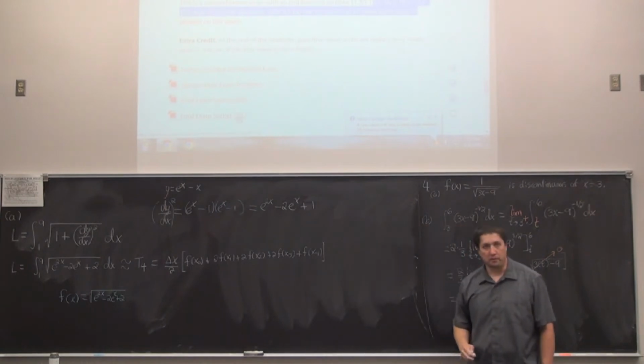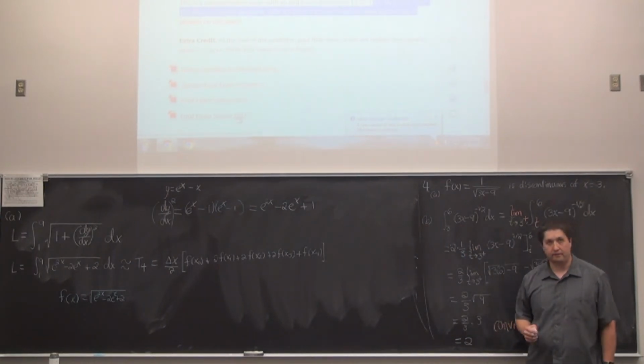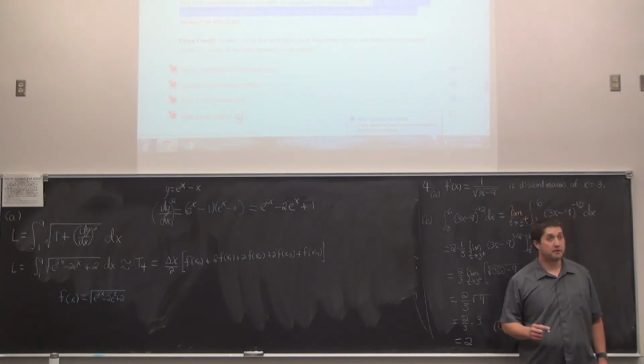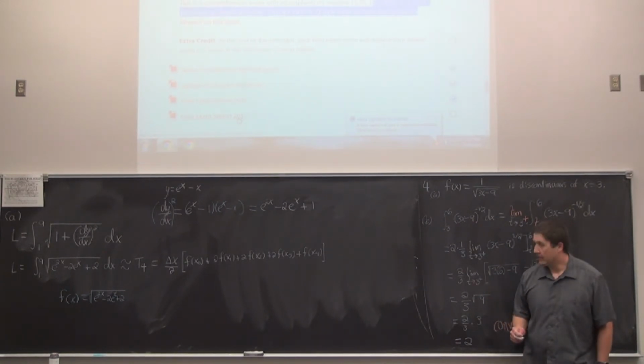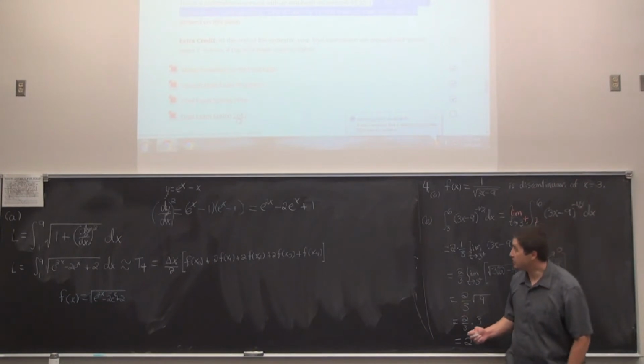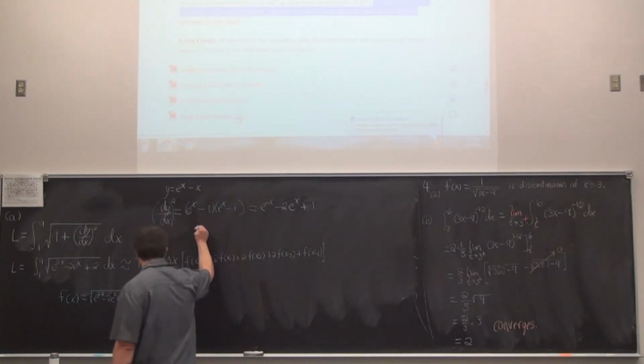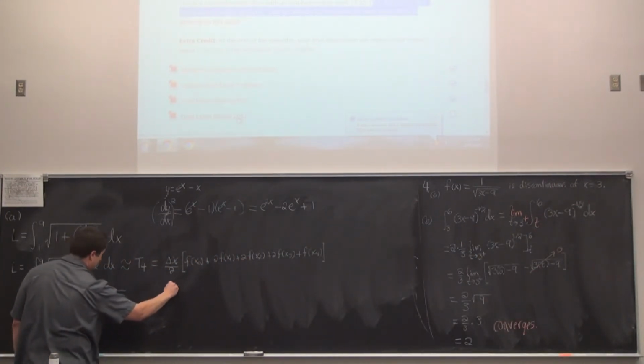So this would be just the formula for trapezoid rule with 4 subintervals. Does that look all right to folks to that step? Okay, so we're just about done. This is probably what I would do very next on this exam to finish this out.